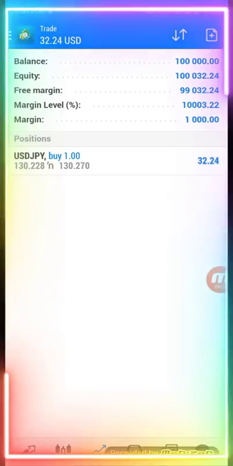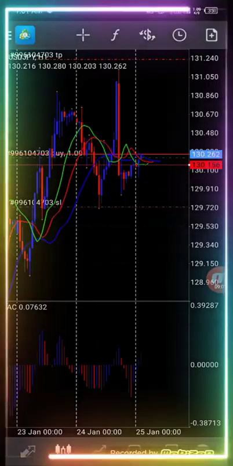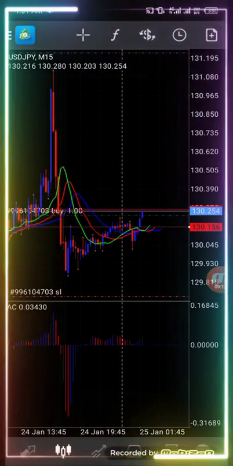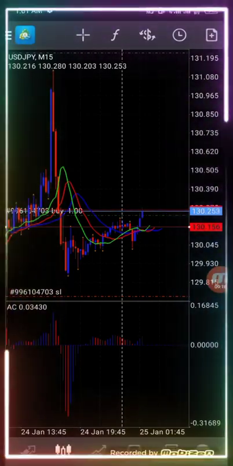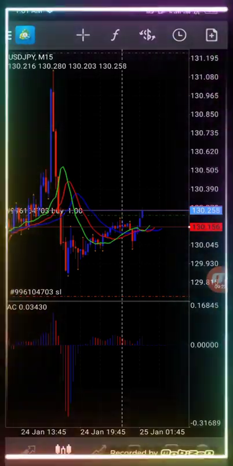The trade is progressing already. You can see a profit of $29.30. So the trade is progressing. All things being equal, you should get to the take profit above. Well, let's be patient and see over time if it gets there.